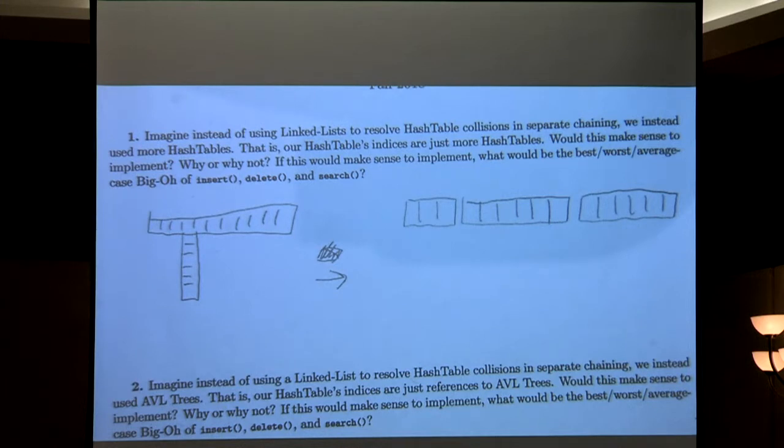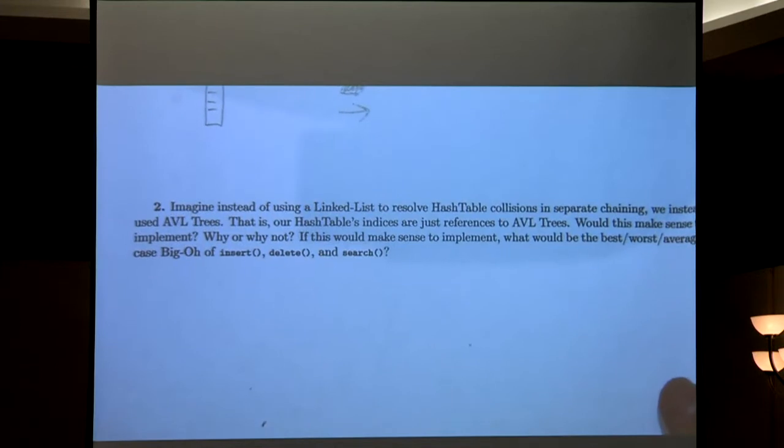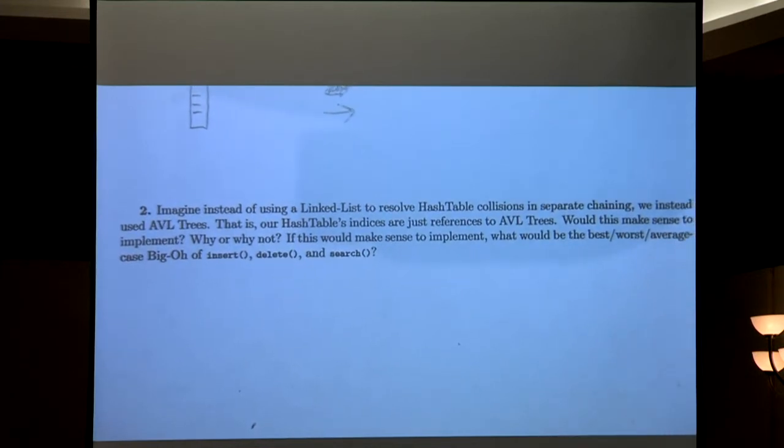Any questions about this kooky idea of hashing with hash tables? All right. What if instead of having hash tables inside your hash table, each index is an AVL tree, and you resolve collisions with an AVL tree instead of a linked list? Is that a better idea, worse idea, equally bad idea, equally good idea as a linked list?